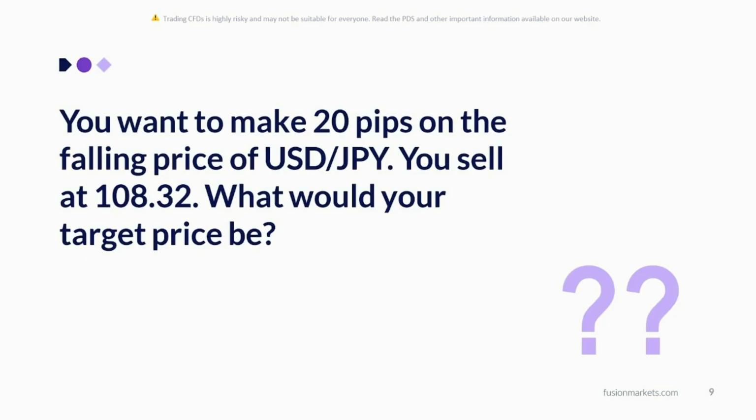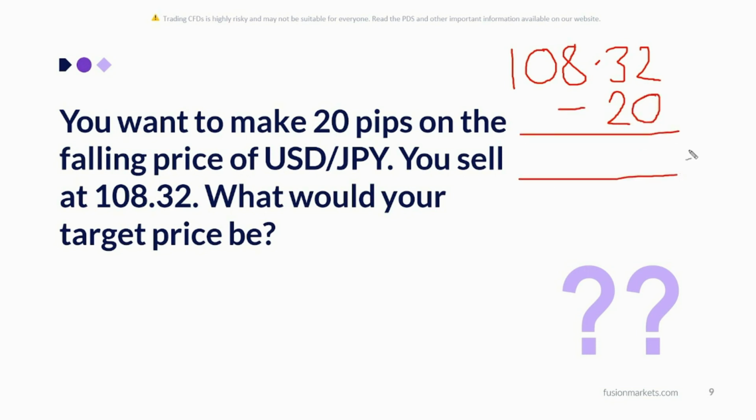Now, for JPY, let's say you want to make 20 pips on the falling price of USD JPY. You sell at 108.32. Since the price is going to go down with selling, this would be a subtraction.